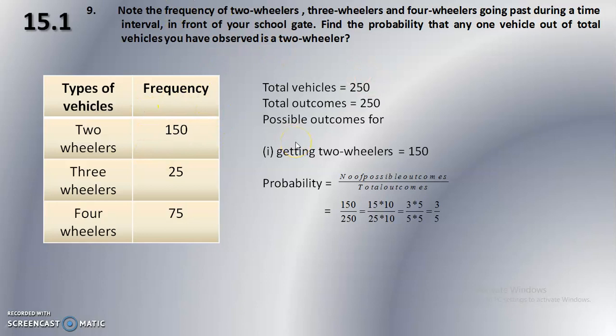So probability equals the number of possible outcomes divided by total outcomes, equals 150 divided by 250, equals 15 tens and 25 tens. Cut the 10. Now 15 and 25: 3 fives are 15 and 5 fives are 25. Cut another 5. So the answer is 3 by 5.